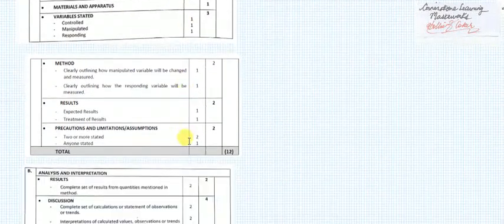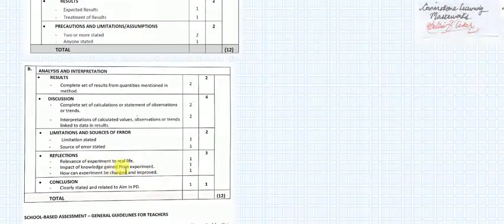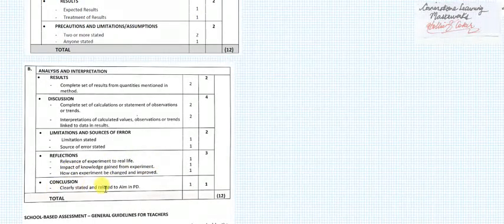It's with 12 marks. Your A&I is also with 12 marks and has to do with after having done the lab, how you treat the results, your discussion, the limitations and sources of error, reflection, showing relevance of the experiment to real life and so on, impact of knowledge gained from the experiment, how the experiment can be changed and improved. These are things you're looking for. And of course you have a conclusion. The total is 12 marks as well.